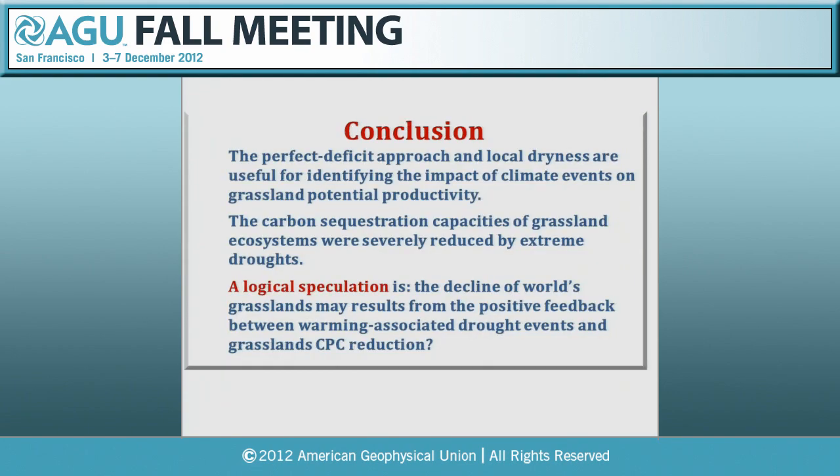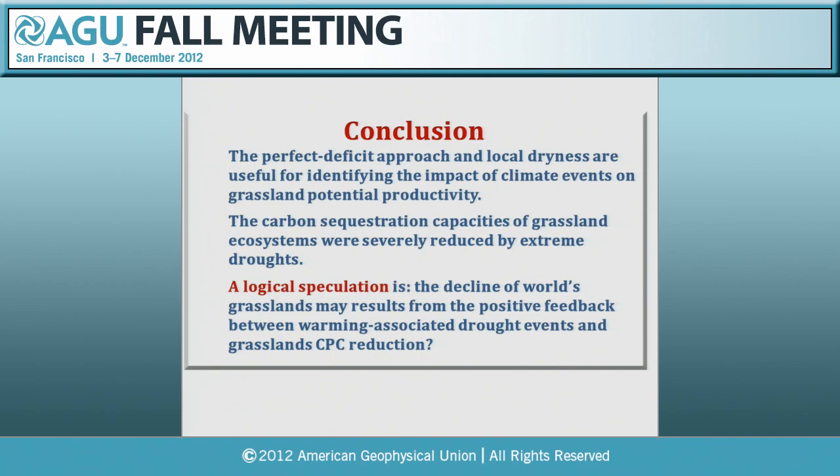Okay, conclusion. The perfect deficit approach is just a different angle. We usually use the average, then you see the anomaly. Now we use a different approach. And you see the perfect deficit approach and local dryness are useful for identifying the impact of climate events on grassland potential productivity.